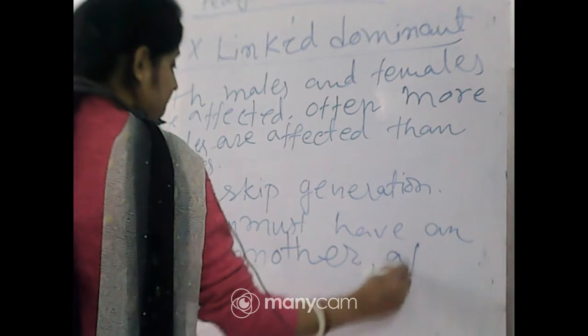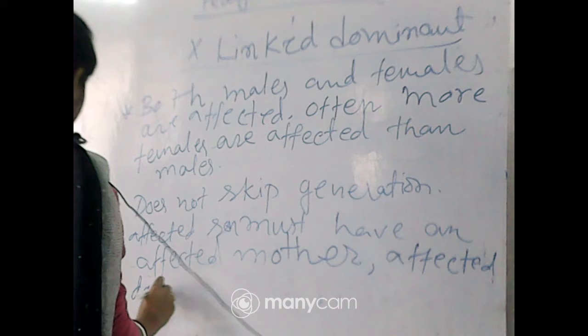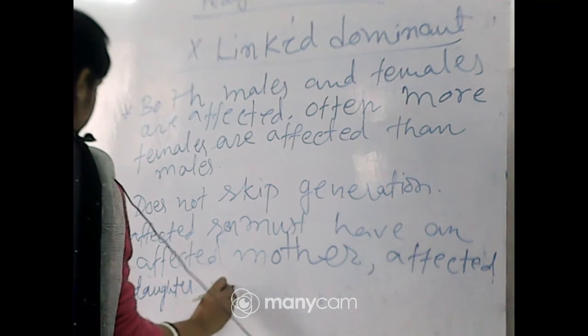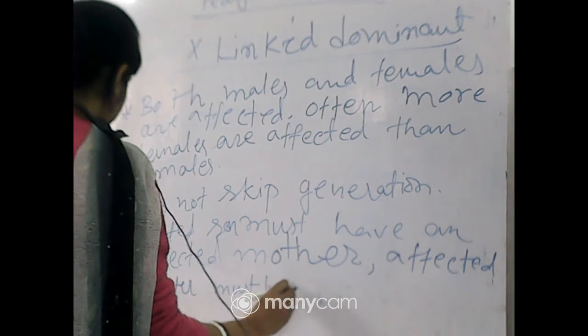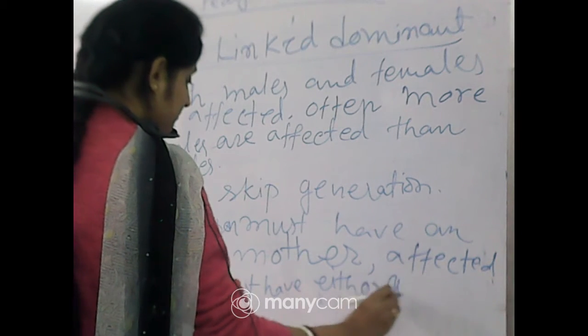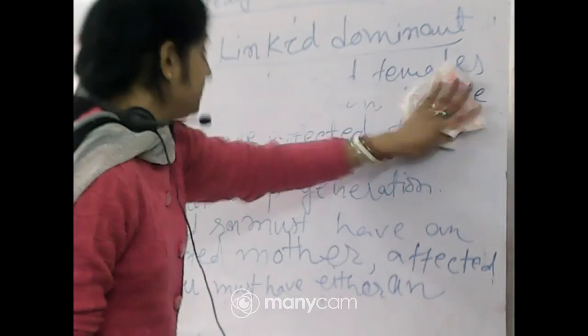Affected daughter must have either an affected mother or an affected father. So both males and females are affected, often more females are affected than the males, does not skip generation, affected son must have an affected mother, and affected daughter must have an affected mother or affected father, both are possible.